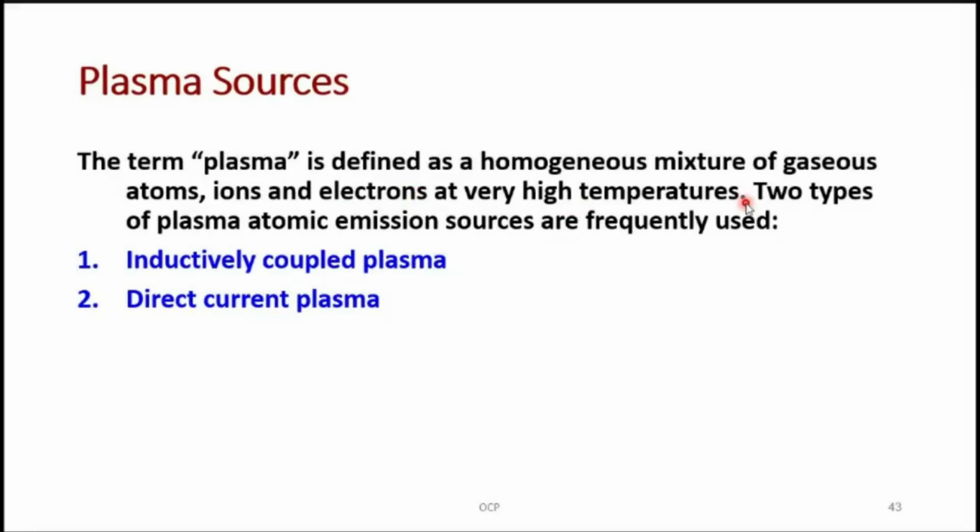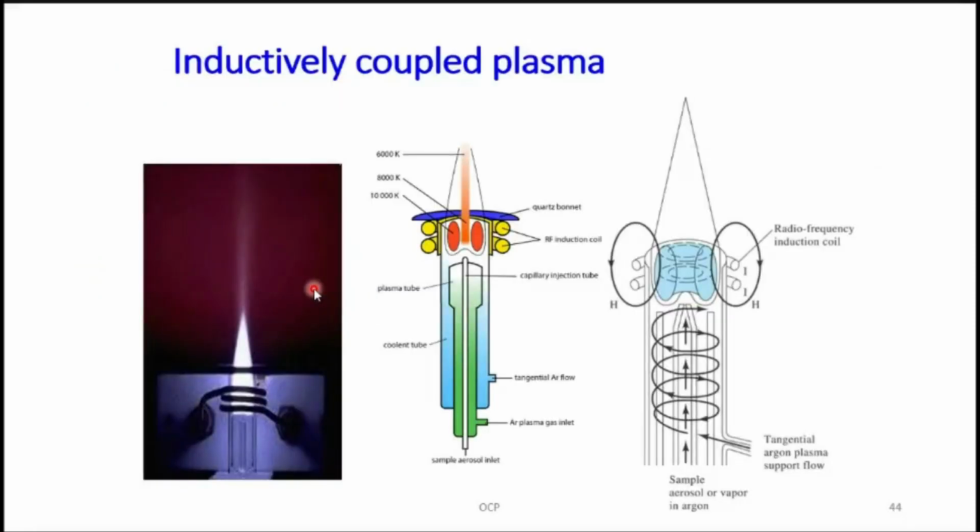One such plasma source, you know it very well, you see it, you feel it, you experience it every day. That plasma source is right up there in the sky. We call it the sun. Two types of plasma atomic emission sources are frequently used. These are the two types, and we discussed their names.